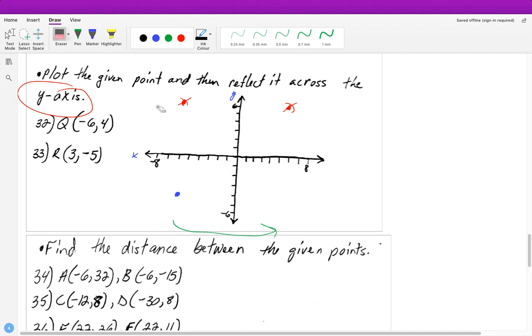I'm sorry, I messed this one up. It's -6, 4, so it should have been 1, 2, 3, 4, 5, 6, and then up 4 here. So this is reflecting across the x, which we wouldn't want to do. This is reflecting across both. So the only one that's right will be over here at 6, 4.